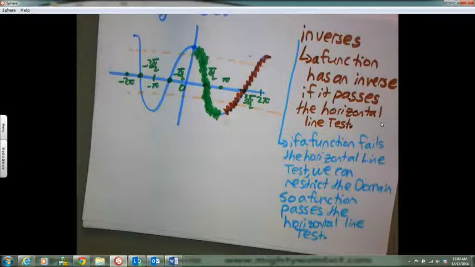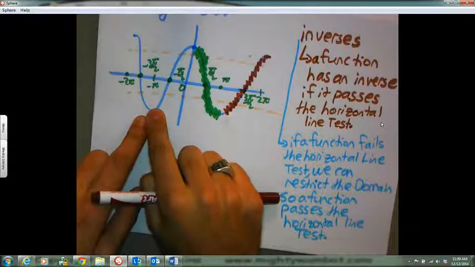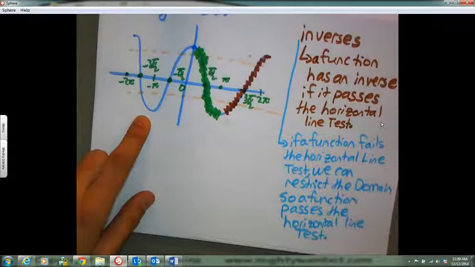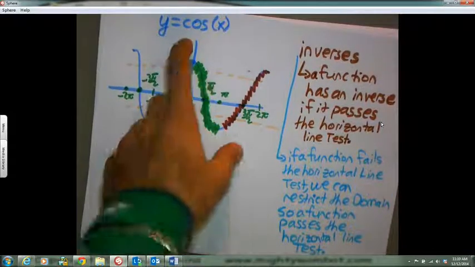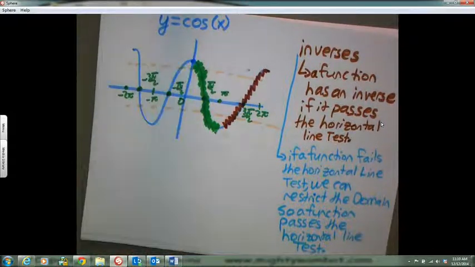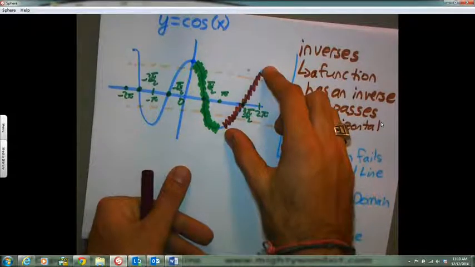I could have picked from negative pi to 0. I could have picked from 0 to pi. I could have picked from pi to 2 pi. In fact, there are infinite domain restrictions I could have picked. The convention in math, what has been agreed upon, what everybody uses for cosine is from 0 to pi. Not that this is wrong, it's just not the convention.